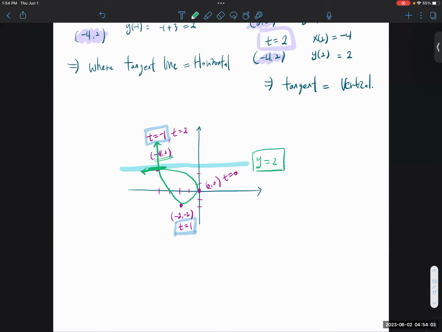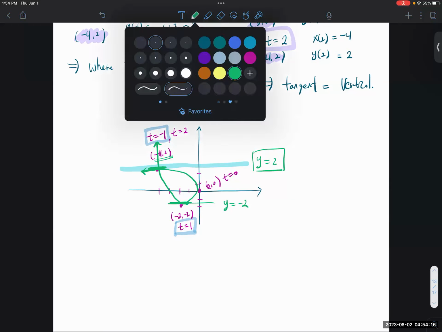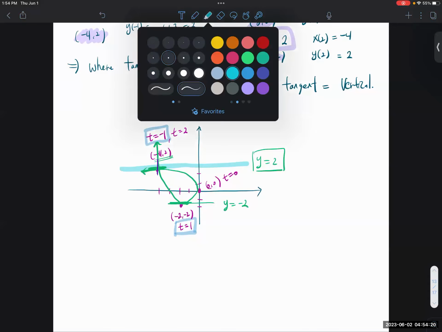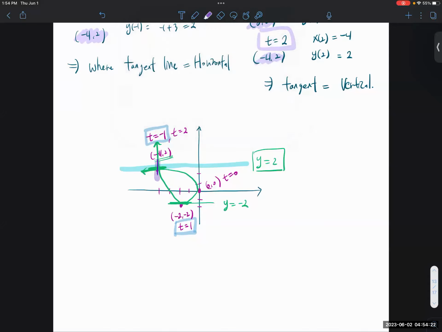At the same time, when t equals 1, they actually touch here, horizontal line. This is y equals -2. This is a horizontal line slope. Another one, we have two vertical lines. Here's another vertical line. Here's another vertical line. You see that?